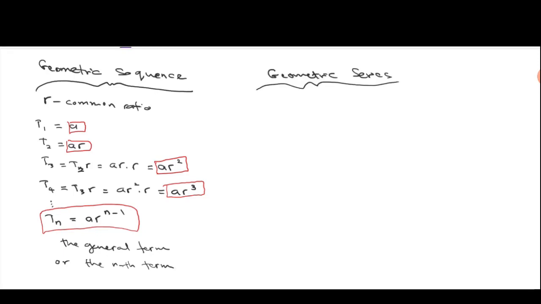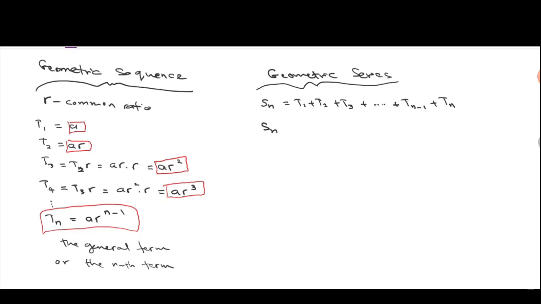A geometric series is the sum of a geometric sequence. Let's say we want the sum of the first n terms, that is S sub n. So S sub n is equal to the first term plus the second term plus the third term plus ... up to the n minus 1 term plus the nth term.